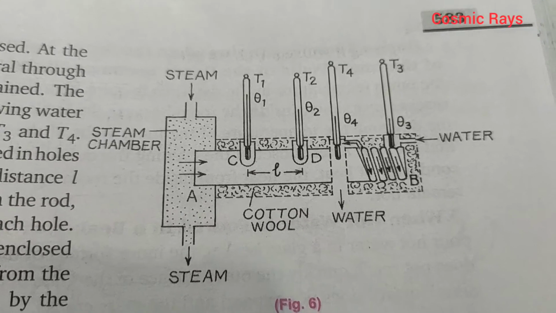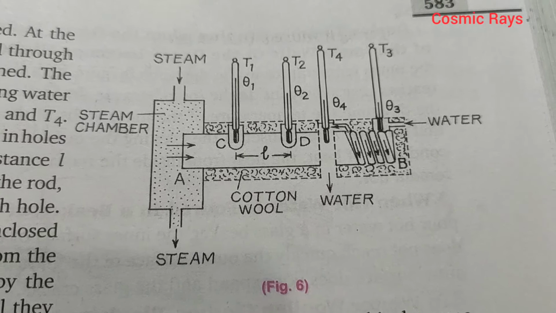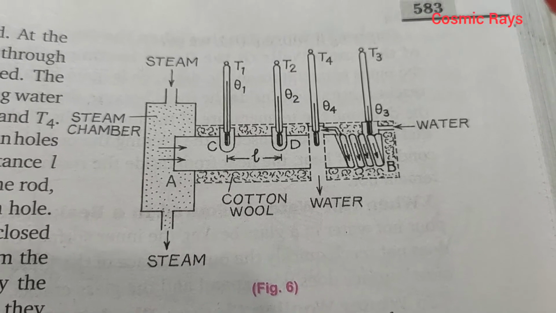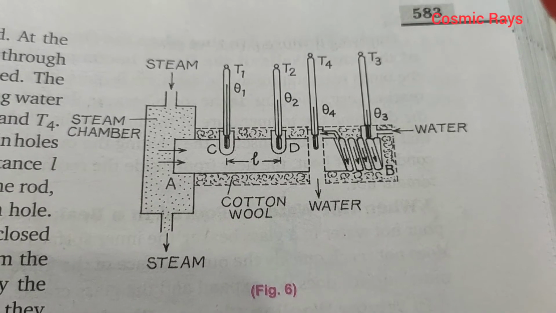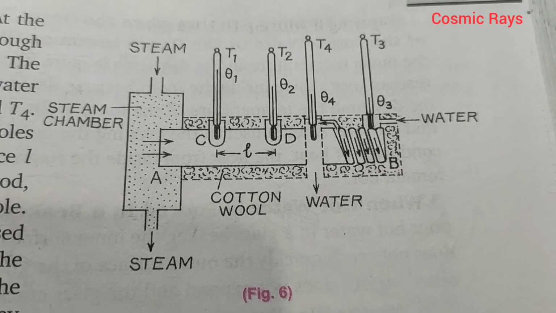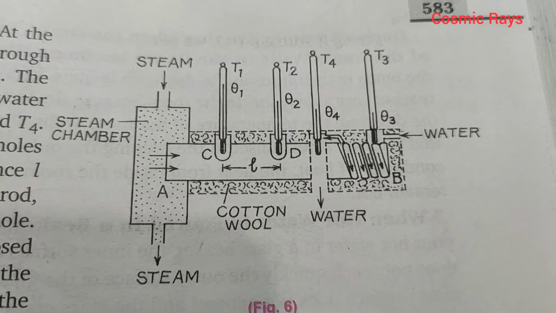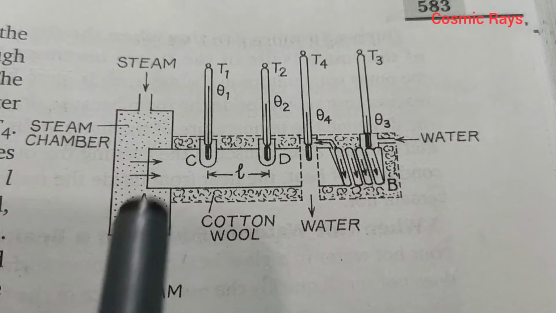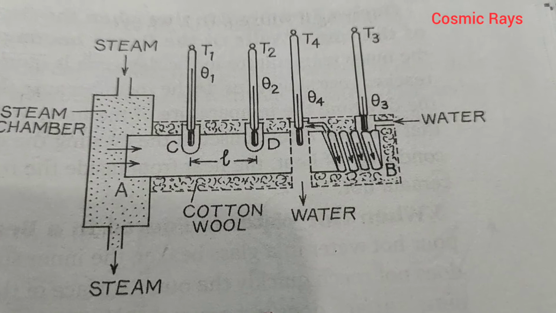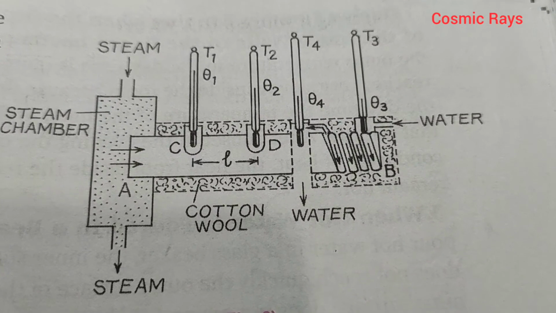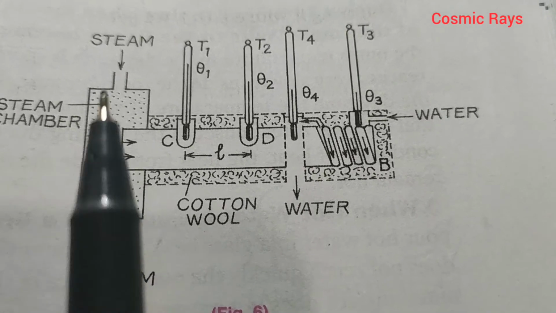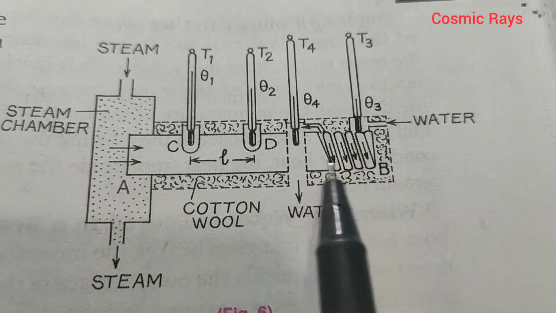So in the figure you can see the experimental setup for Searle's method for finding out the value of K, or the coefficient of thermal conductivity, for a conductor. Let's assume that we have to find the coefficient of thermal conductivity for this rod AB. Once we understand the figure, then we will be able to understand the experimental setup. So we have to find the coefficient of thermal conductivity for this rod AB.